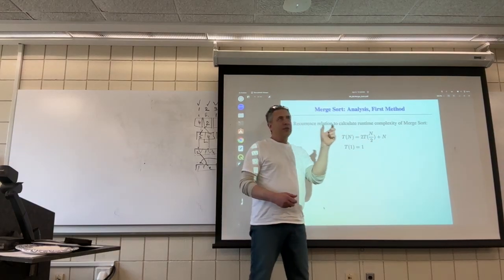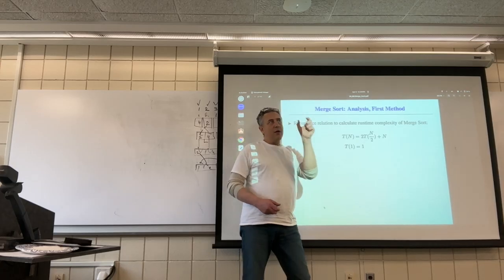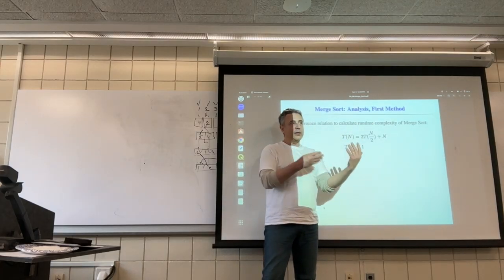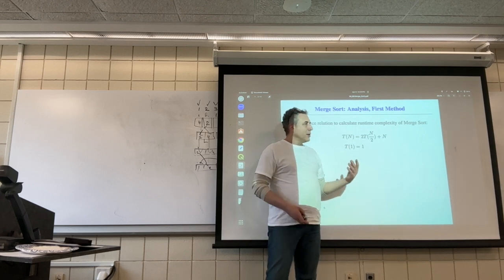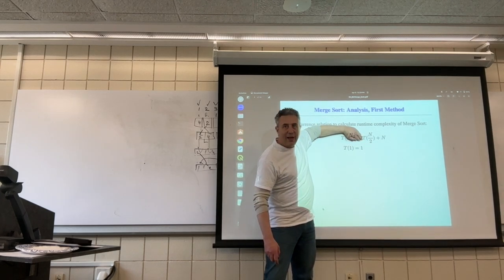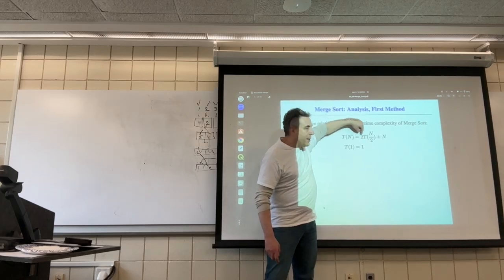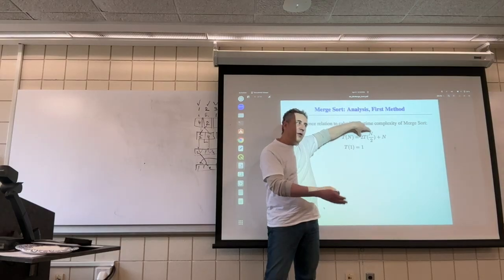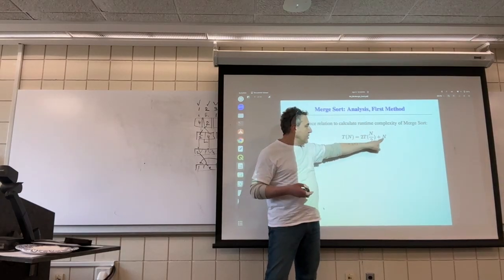So if I have a sorted list of n over 2 length and another list of n over 2 length, to merge them, I will do n over 2 plus n over 2, which is n. So this is the cost of a single recursive call for half the array. This is because I'm making 2 recursive calls. And once the divide part of divide and conquer comes back, this is the cost of the conquer part.